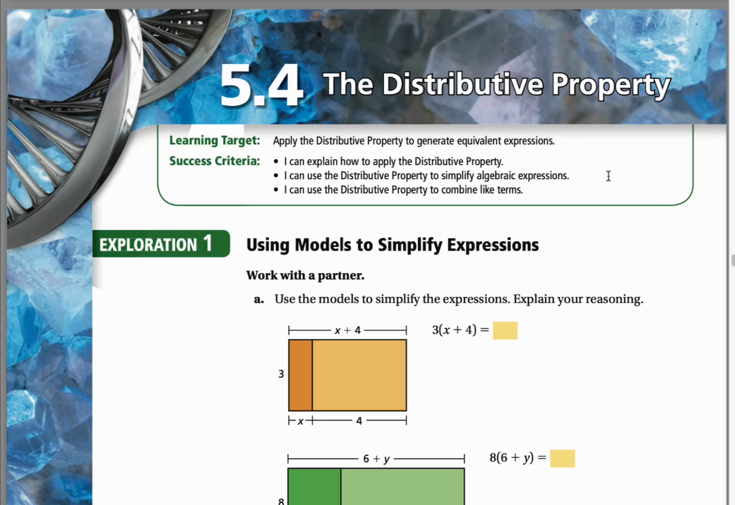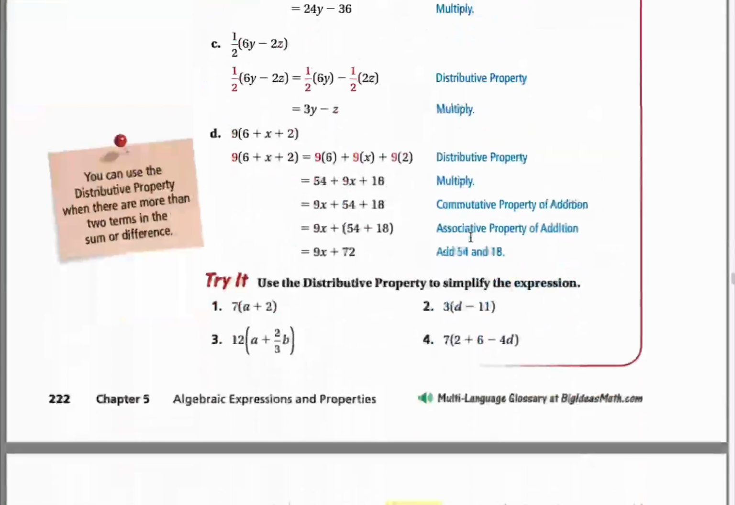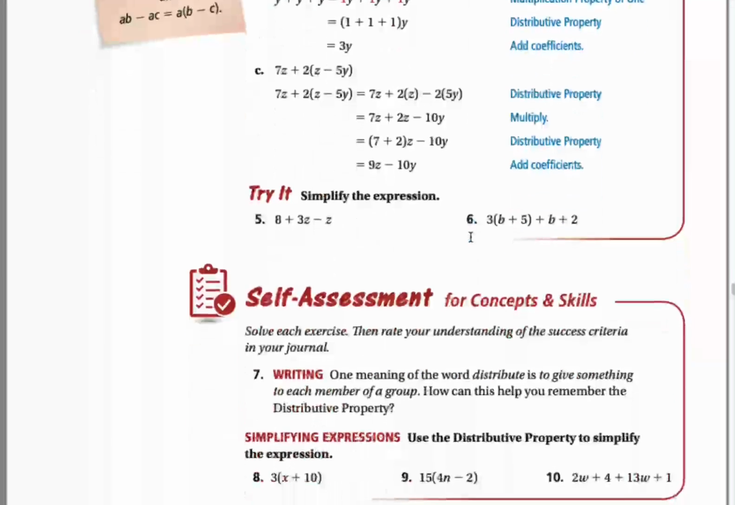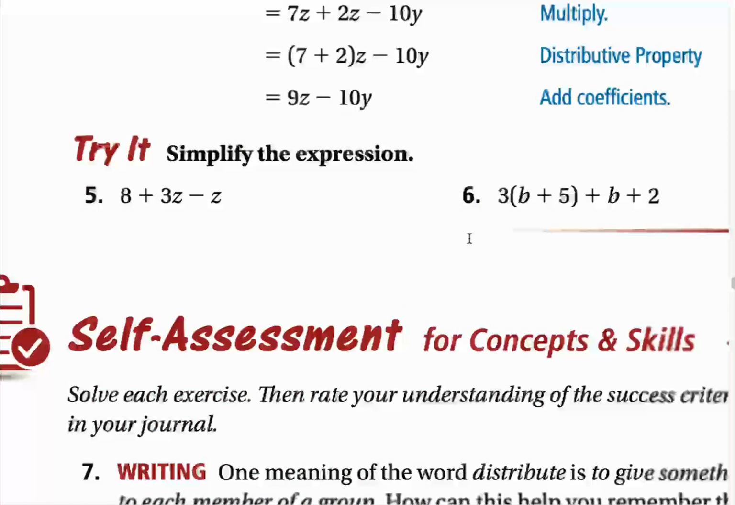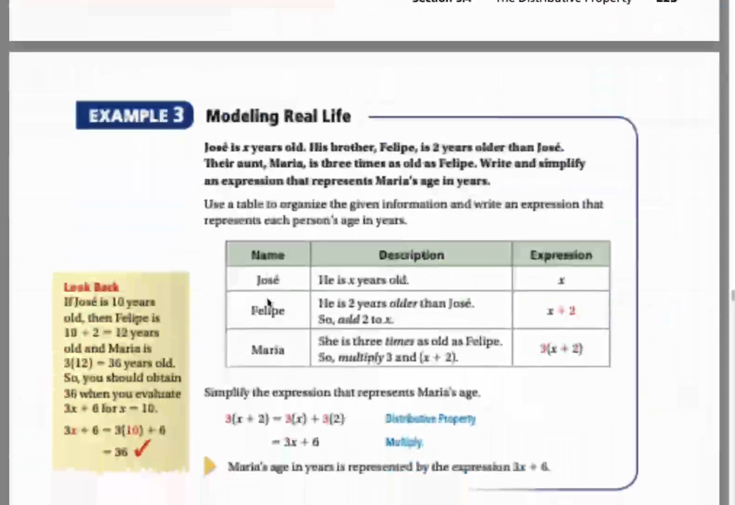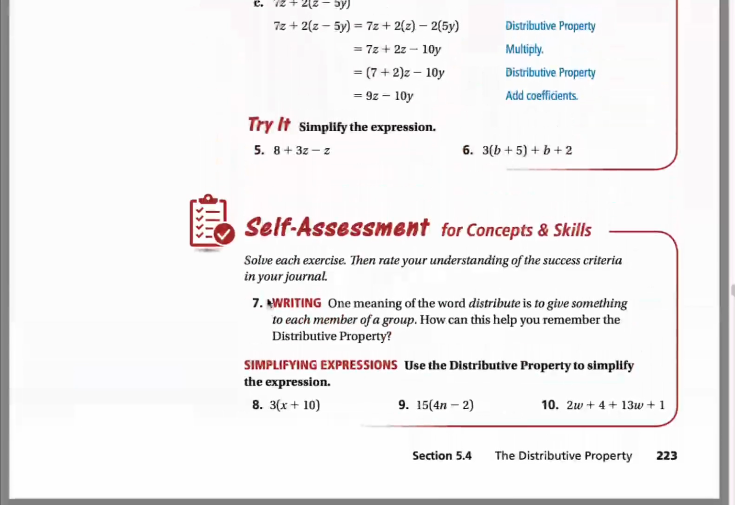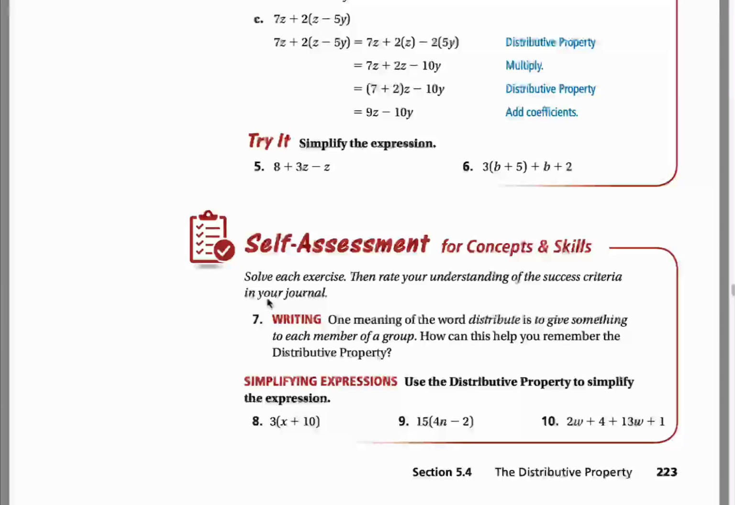Today we will continue with the fourth lesson in chapter 5, the distributive property. What we're going to do today, we'll solve questions about distributive property and simplifying expressions, and also we will have a real life problem. Okay, please open your books, page 223. I will ask a question. If you have the answer to my question, please raise your hand.